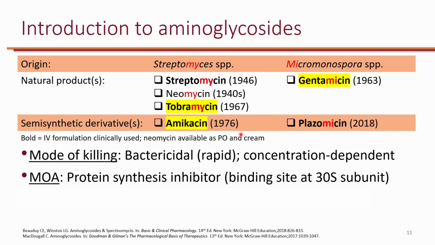Aminoglycosides are available as IV formulation, with the exception of neomycin, which is available as PO, and there is also a cream formulation. Aminoglycosides have concentration-dependent rapid bactericidal activity against gram-negative organisms. They inhibit protein synthesis by primarily binding to the 30S subunit of the ribosome.